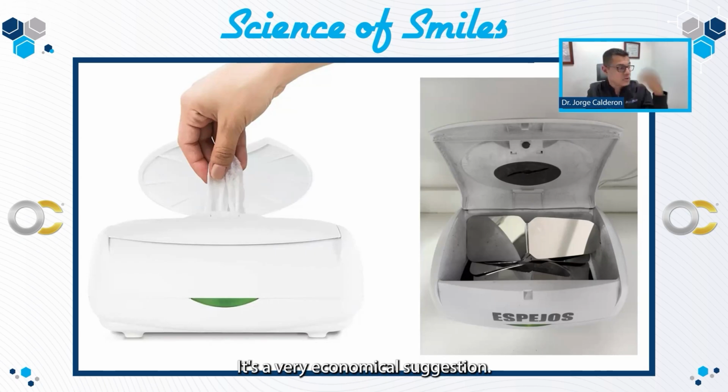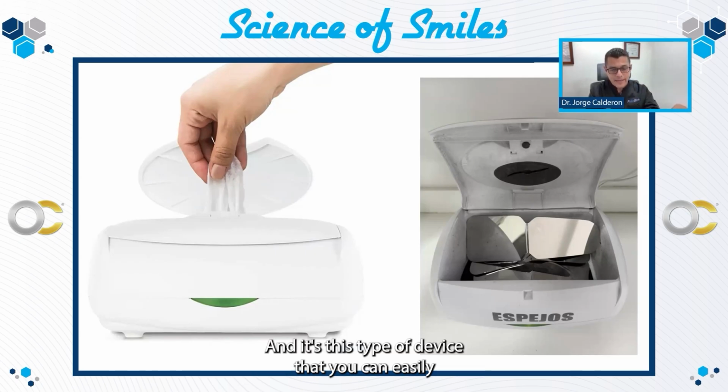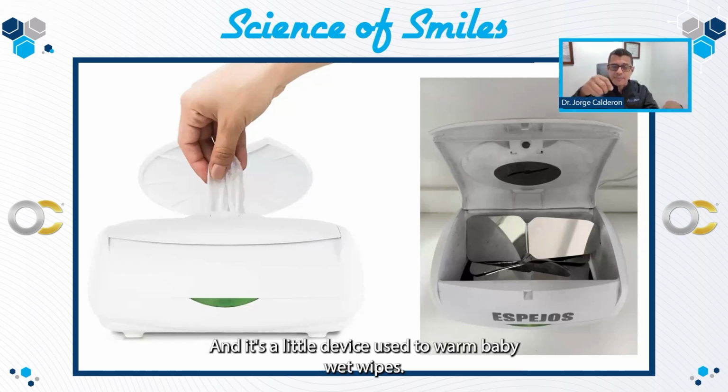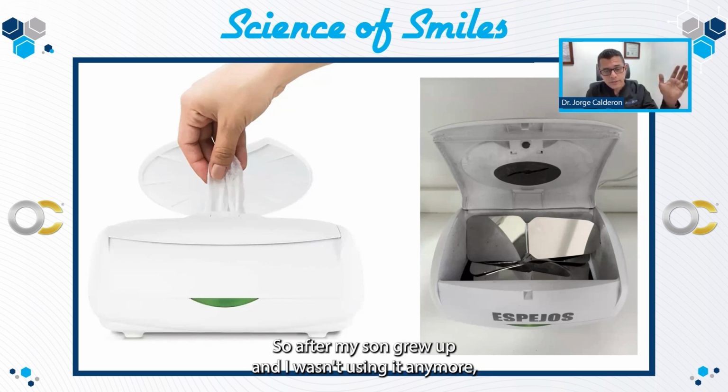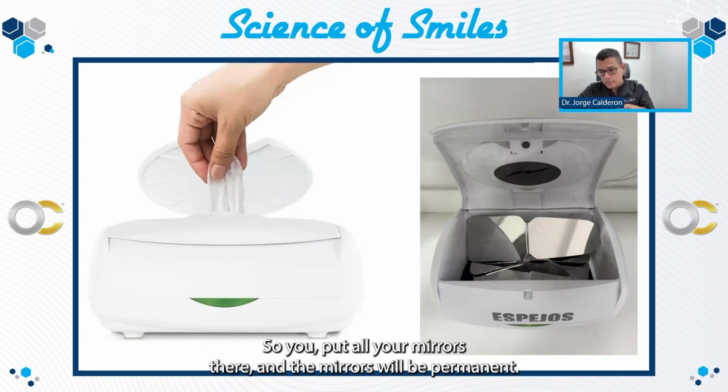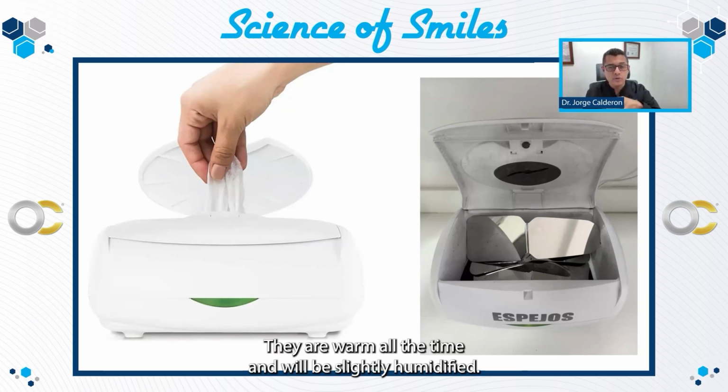It's a very economical suggestion. It's the one I constantly use here, and it's this type of device that you can easily find on Amazon or in these online stores, and it's a little device used to warm baby wet wipes. So after my son grew up and I wasn't using it anymore, I found a good use for it in the office. So you put all your mirrors there, and the mirrors will be permanent. They are warm all the time and will be slightly humidified.